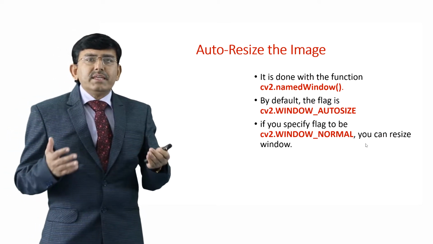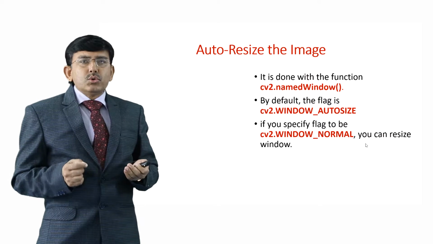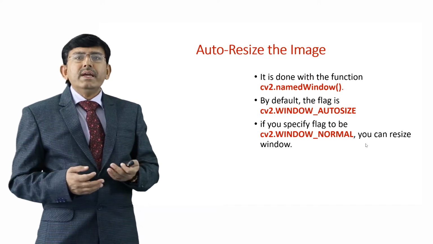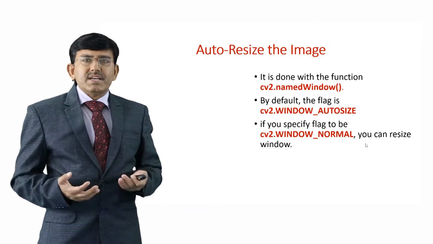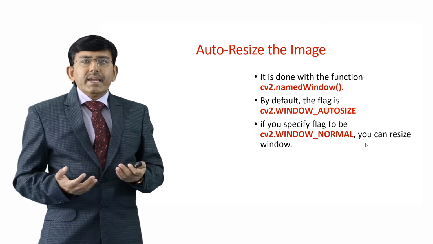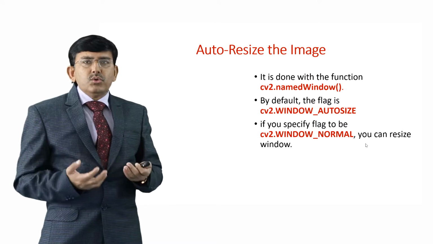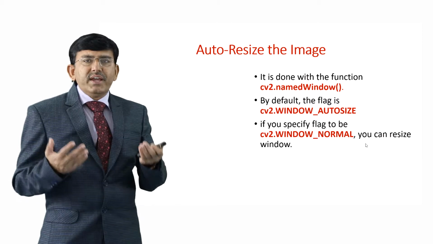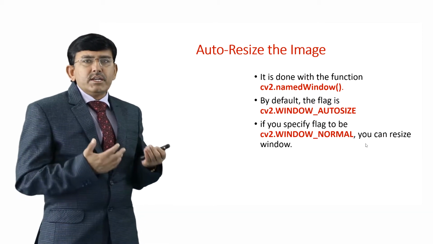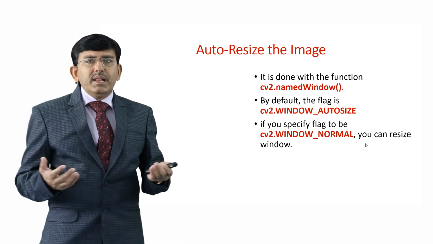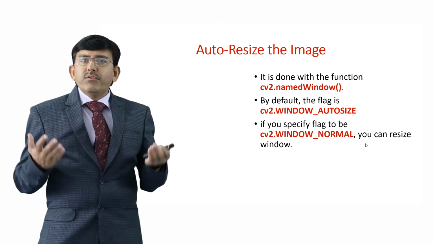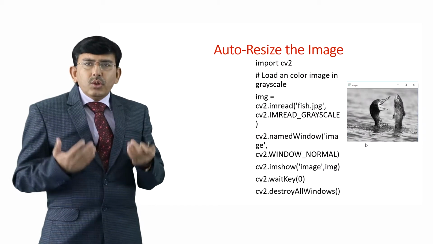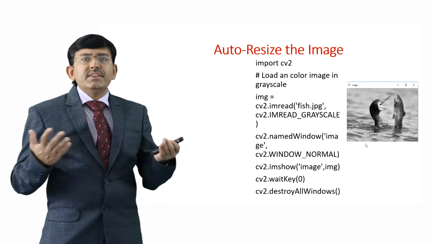It is done with the function cv2.namedWindow, which is used for resizing the images. By default, the flag is cv2.WINDOW_AUTOSIZE. If you specify the flag to be cv2.WINDOW_NORMAL, you can resize the window. Import cv2, load a color image in grayscale.